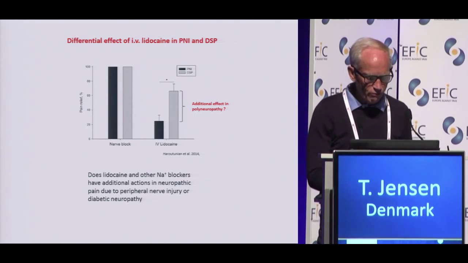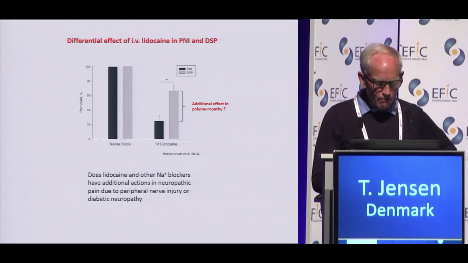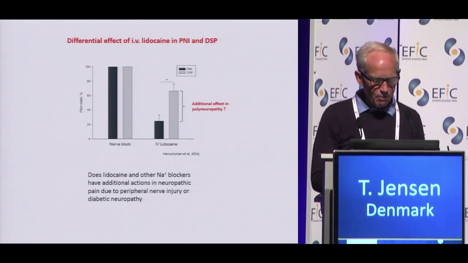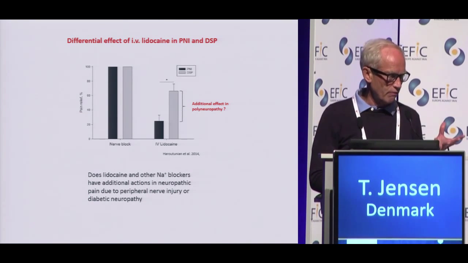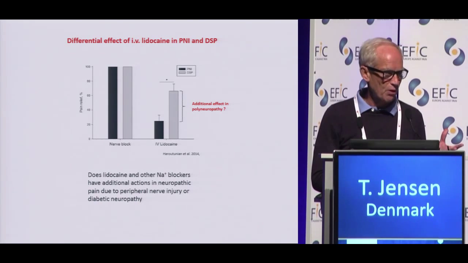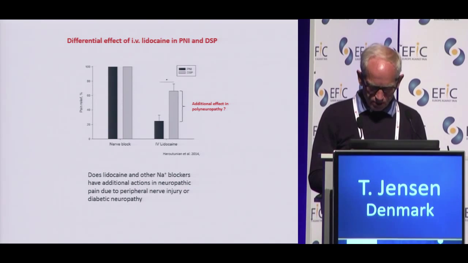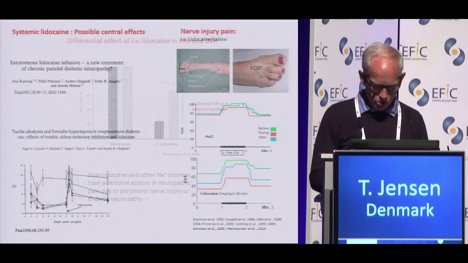So what we really found was that following the IV block, there was literally no effect with IV lidocaine in patients with peripheral nerve injury, while in patients with painful diabetic neuropathy, there might be, in fact, an additional effect. So this raises the question whether there is a central effect of lidocaine which is specific for painful diabetic neuropathy in contrast to other patients. Now, I have to admit that these are very few patients, but there might be something about this story.